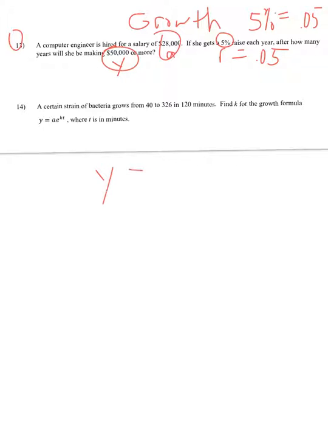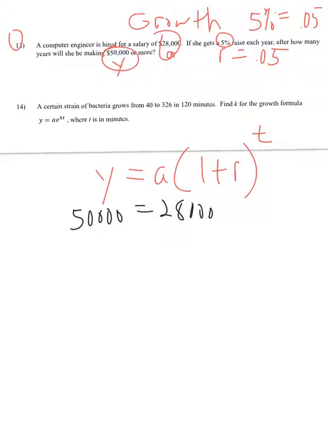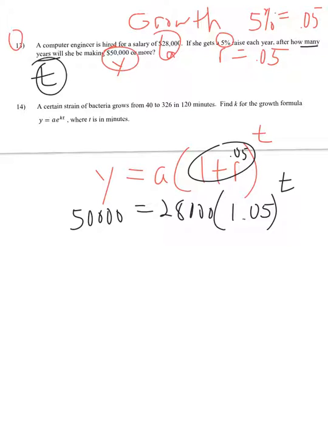Okay, so I'm going to use the growth one, Y equals A times 1 plus R to the T power. That's exponential growth. My ending amount is 50,000, so on this side I'm going to put 50,000. My beginning amount is 28,000. And then I'm going to put 1 plus 0.05 inside here, which is 1.05. So I'm adding these two together right now, and we're trying to figure out T. How many years, that's what we're trying to find, is T.